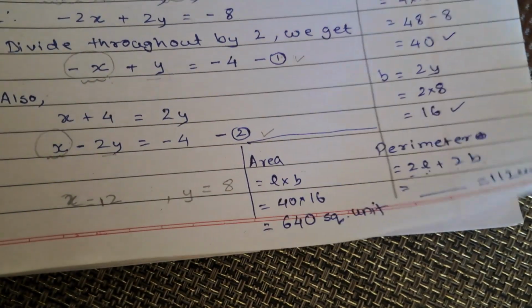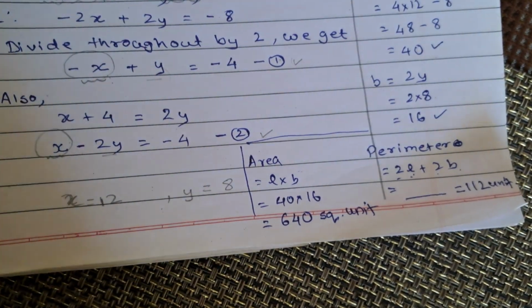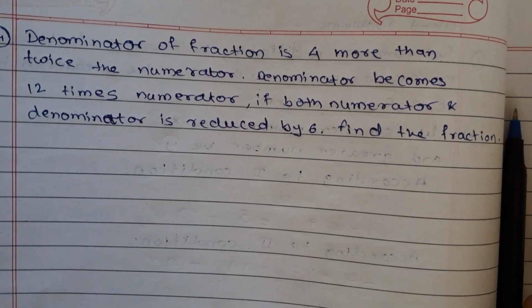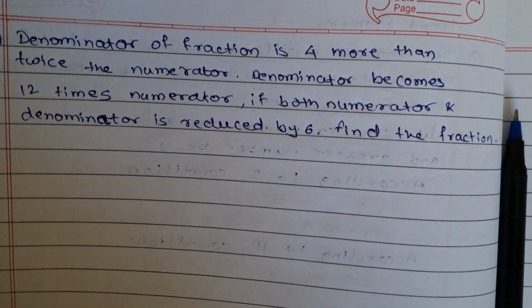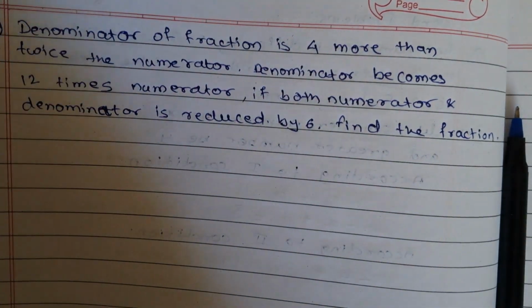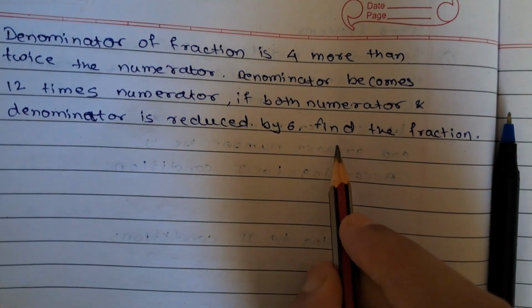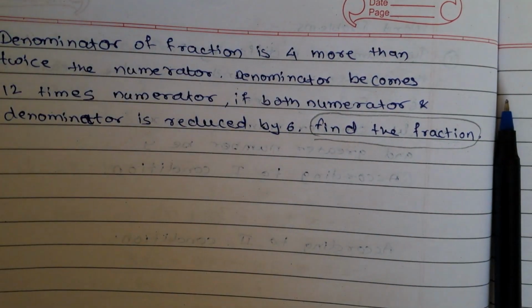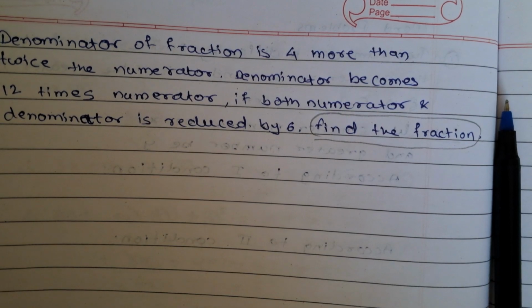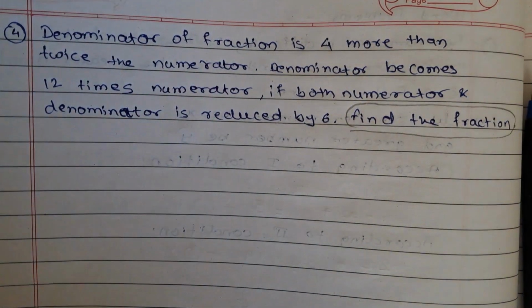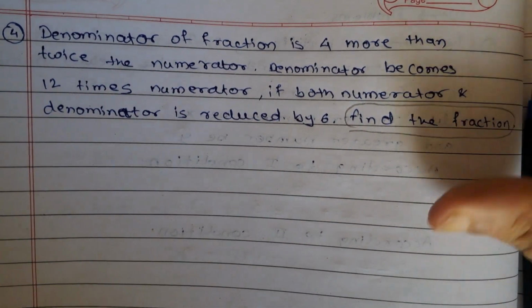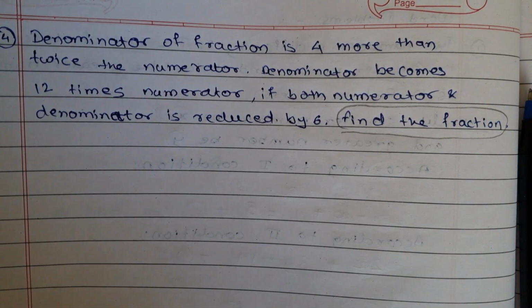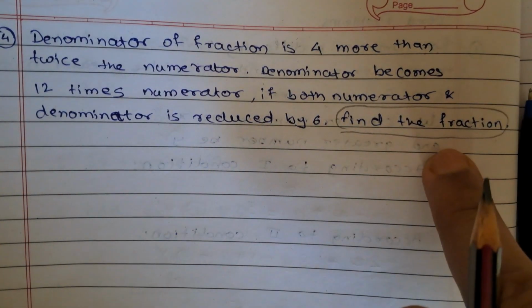Let's see another variety of sum, which is a bit lengthy, but it will be very interesting to understand. Here, if I look at the very end sentence of this sum, it says find the fraction. In the previous sum, the very first sum in this video, it was find the numbers, and that's where I said let the smaller number be x and the bigger number be y. But in this case, it is a fraction.